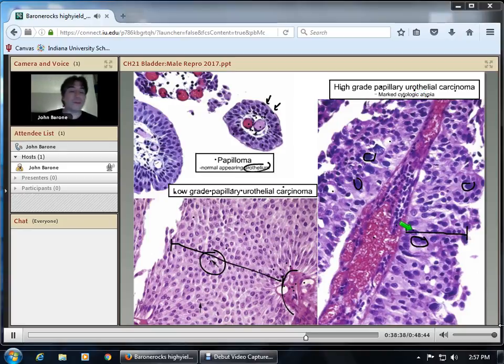So too many layers plus very atypical cells. Now again, is the board going to ask you, here's a picture. Is it a papilloma? Is it low grade? No.